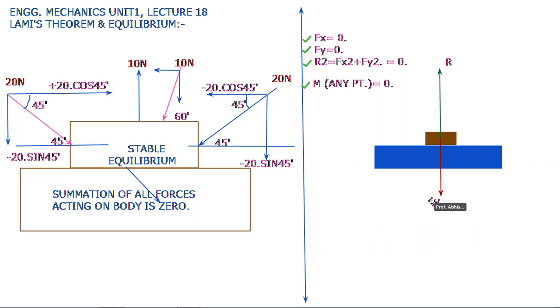So if the body is not moving, it is in stable condition. If it is in stable condition, it means the body is in equilibrium. If the body is in equilibrium, what does it mean? Here summation of Fx equal to 0, summation of Fy equal to 0, and moment at any point will be equal to 0.